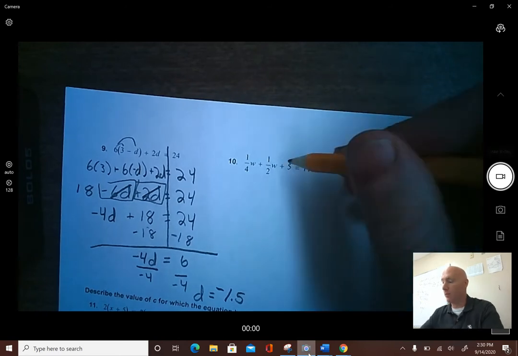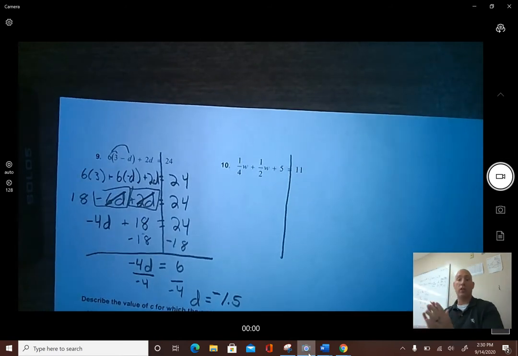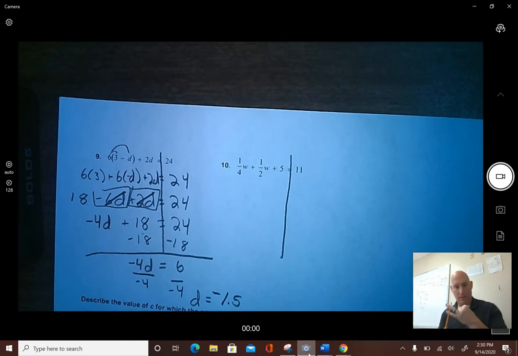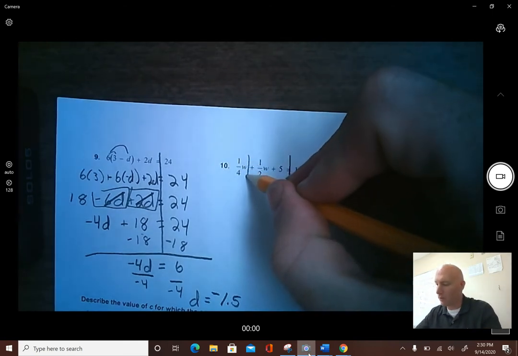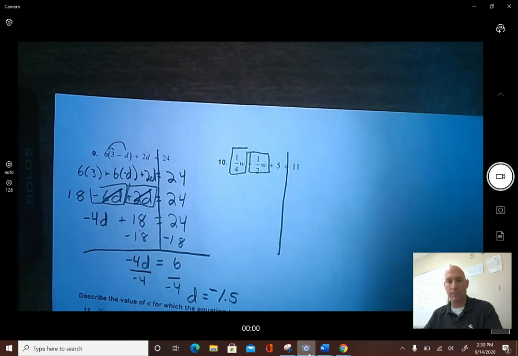So before we do number 10, steps don't change, just the problems do. Any distribution? Nope, we don't have any parentheses. Any like terms to combine? Yes, because I have w's on each side. I have a fourth of a w and a half of a w.